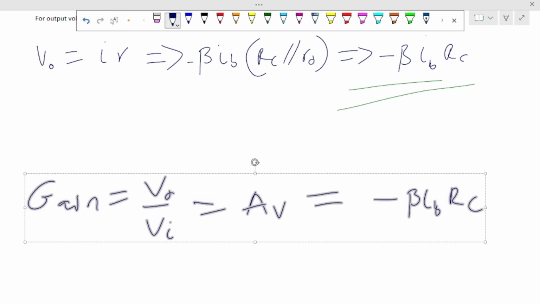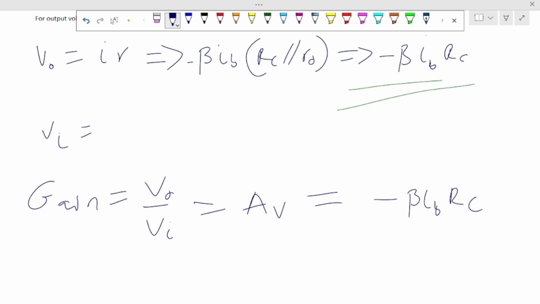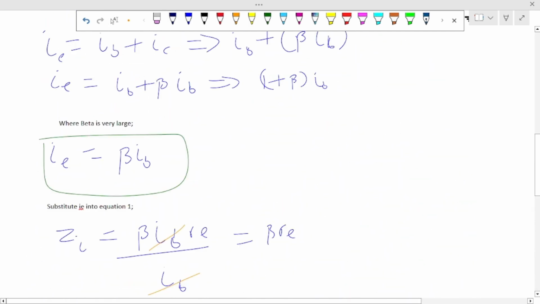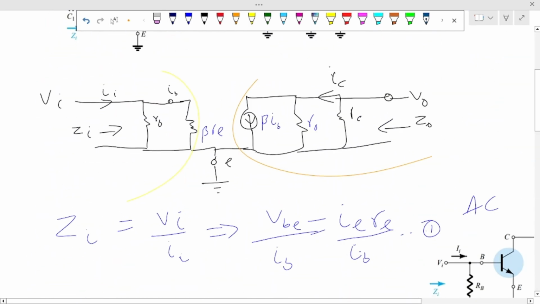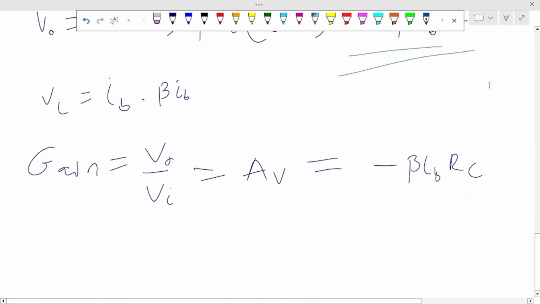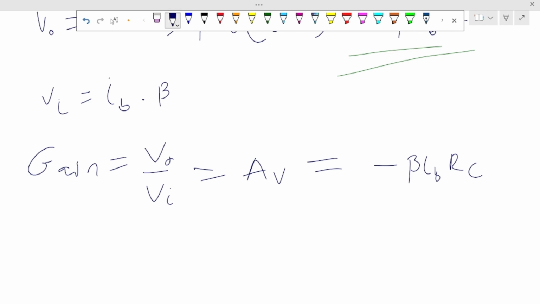So for input voltage equals base current multiplied by beta IB. Really? No. What's there? Beta RE. Yeah. Beta RE. Beta RE. Okay?